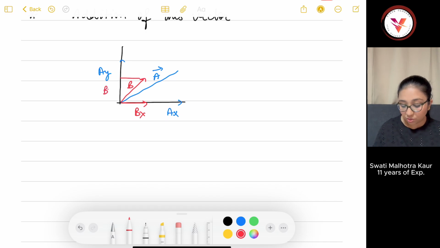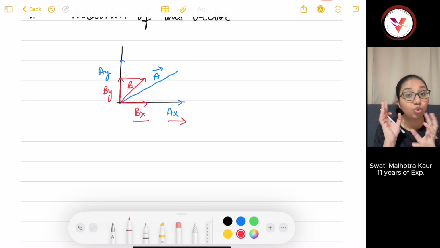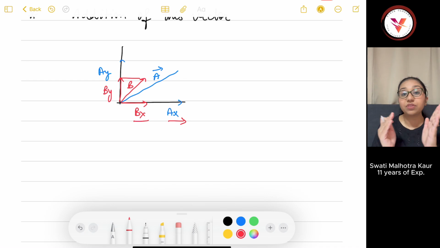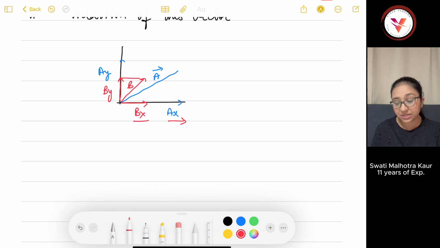Okay, now you can see that bx and ax are along the same direction, and you know the resultant of the vectors. Okay, we have already learned that resultant of vectors in our previous videos. So if two vectors are in same direction, you can simply add them. If they are in opposite direction, you can simply subtract them, and if they are making some angle, then you can use a square plus b square plus 2ab cos theta. So now ax and bx are in same direction, ay and by are in same direction.